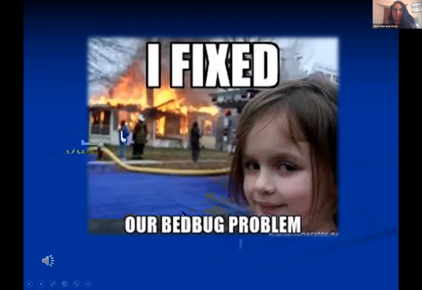And I know this picture, oops. So just remember, although you did fix that bedbug problem with hundreds of bedbug bombs, just remember that pesticides are highly flammable or explosive, and pesticides may give off highly toxic vapors or smoke that are very harmful.